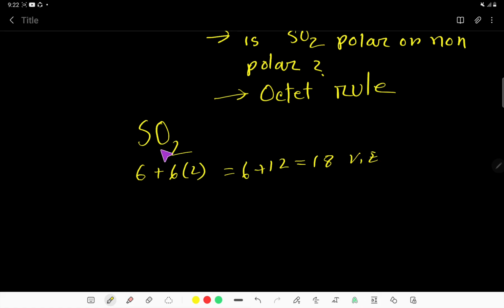So how many valence electrons does SO2 have? The answer is 18, right? These 18 valence electrons have two tasks at the same time. The first task is to connect these 3 atoms together. You know that sulfur is less electronegative than oxygen, so sulfur is the central atom, right? So let us connect these 3 atoms together. To connect sulfur to oxygen, we need one bond or 2 dots, right, like this.